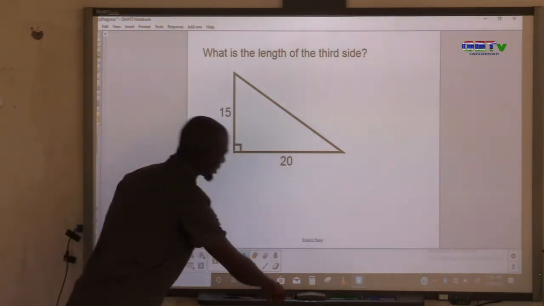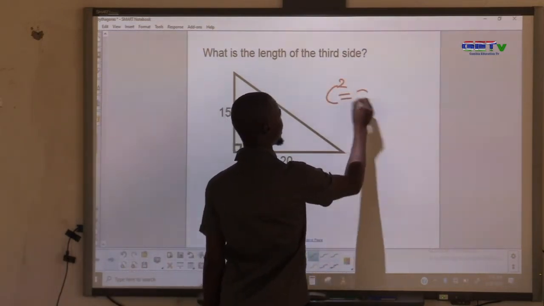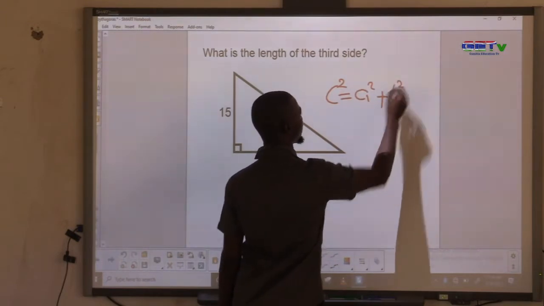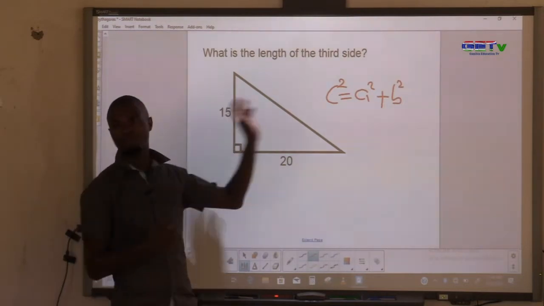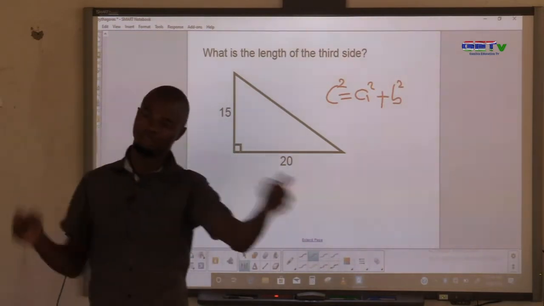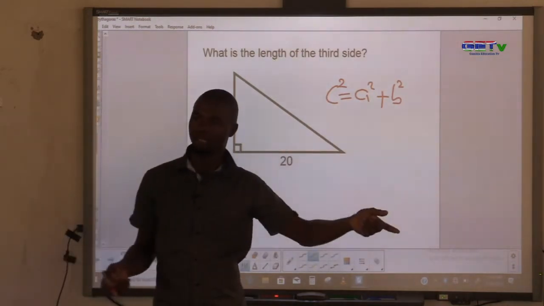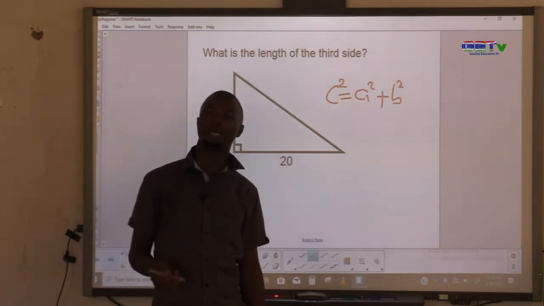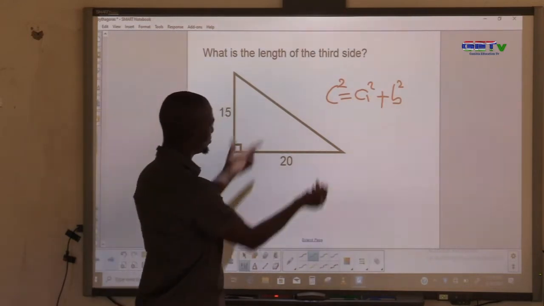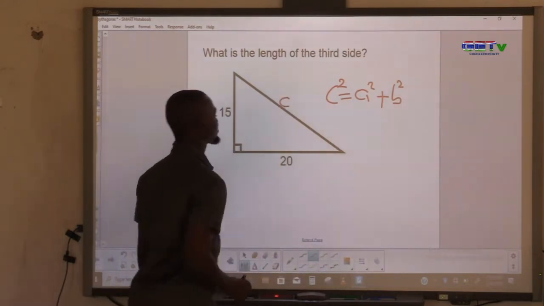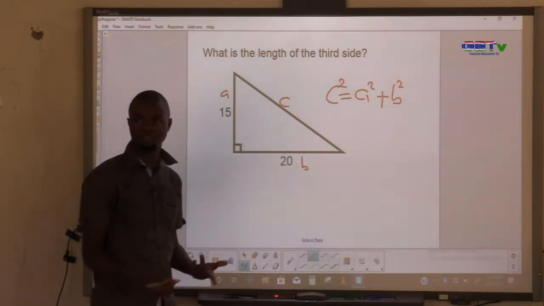So we use the Pythagoras theorem. The Pythagoras theorem is C square is equal to A square plus B square. What is C? Always in the formula, C is the hypotenuse, the longest side of the right angle triangle. A and B will take the other two sides. Now we put it in here. This will be our C. Here we'll have our A, and here we'll have our B.